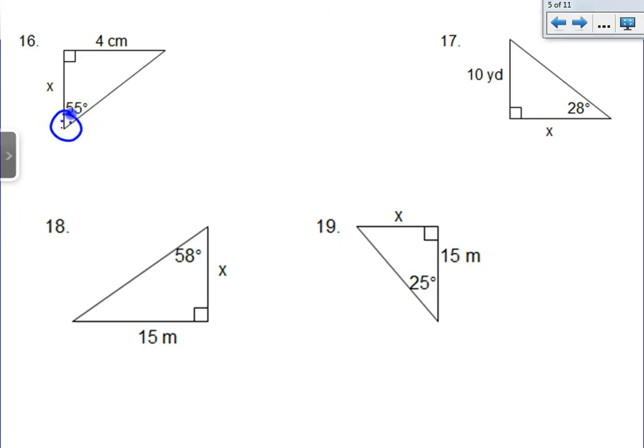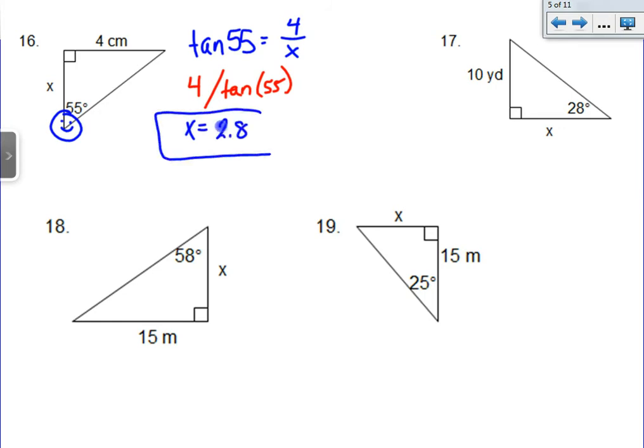Okay, number 16. There's your point of reference, and we have opposite and adjacent, so we know we have to set up tangent. And then this time it's 4 over x, opposite over adjacent. So notice the number is on top, which means this is going to be a division problem, and when you type it on your calculator, you'll type a 4 first, and then divide by the tangent of 55. You could go through actually solving the proportion by cross-multiplying, but most people find that it's a little tedious, and if you just remember the rules about when to multiply and when to divide, it's a little easier.